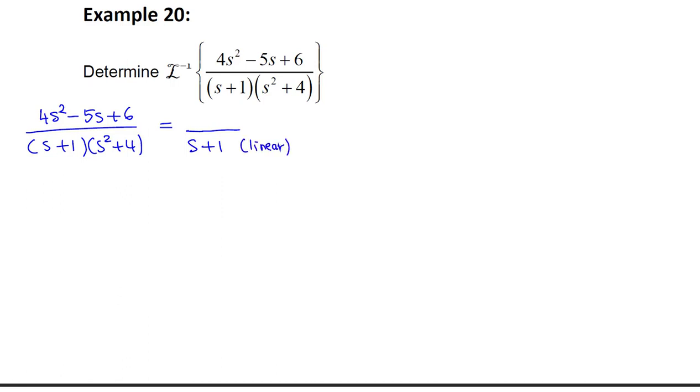So what you have to do is the numerator must be constant, so A, and then plus, this one is s squared plus 4. This one is quadratic. So what you have to do is the numerator must be linear, so Bs plus C.